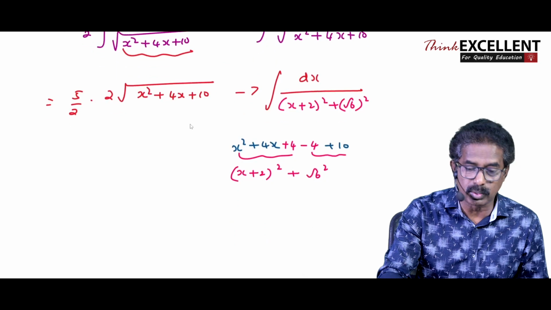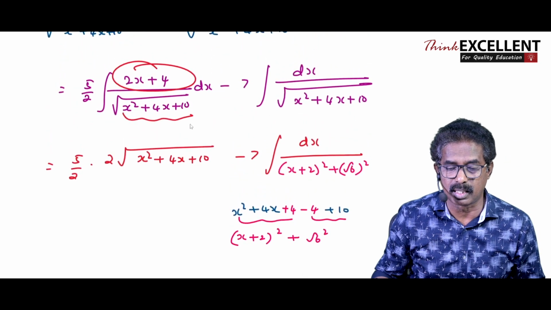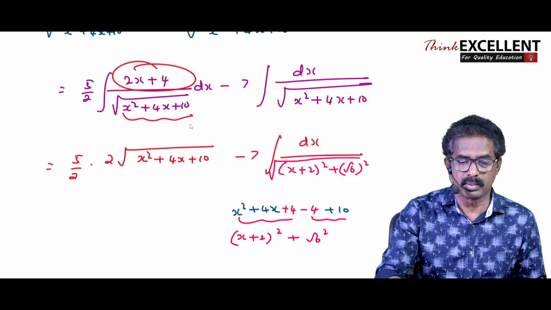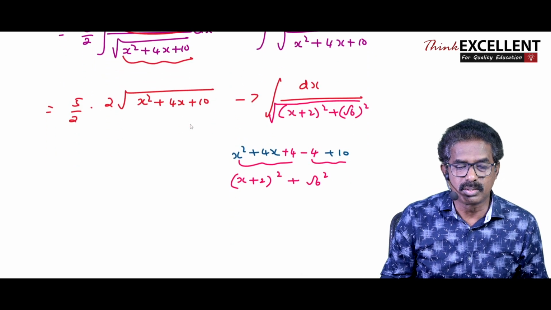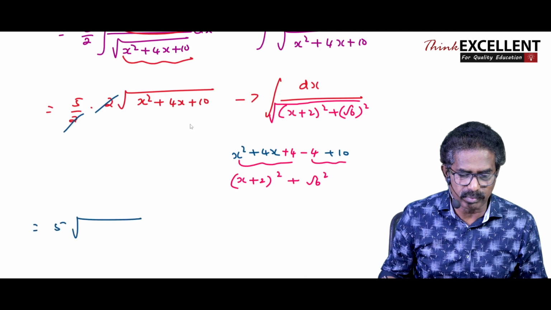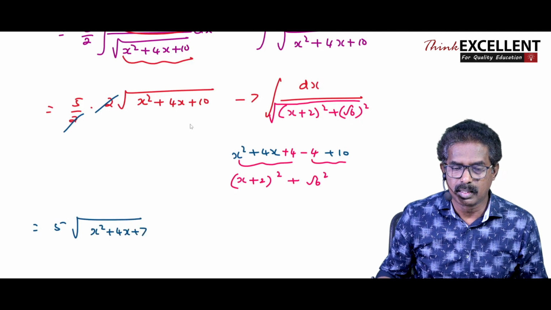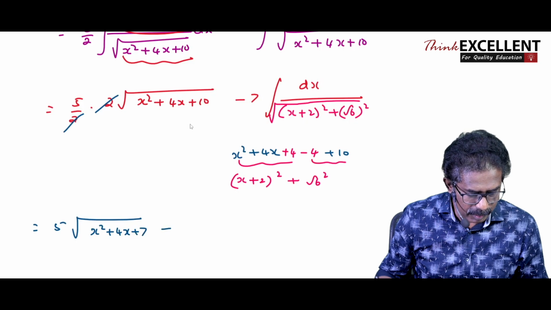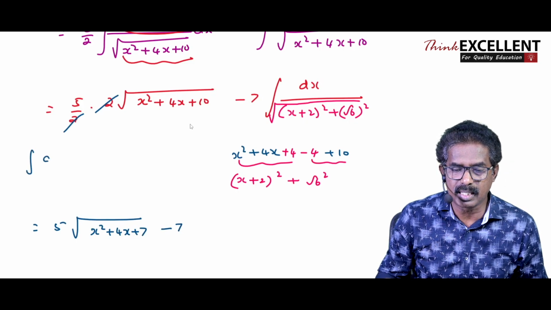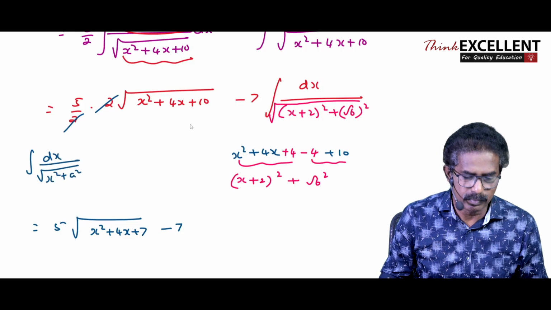1 by 8 tan, no, here root is also there, right? Yes, I left that root. Root is there, okay, so the formula changed. So in the first term, you can cancel 2 and 2. So you are getting 5 into root of x square plus 4x plus 10 minus 7 into, for this, that is integral dx by root of x square plus a square.